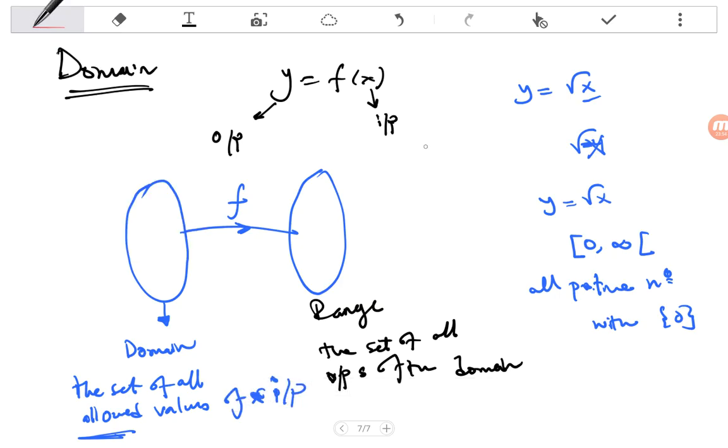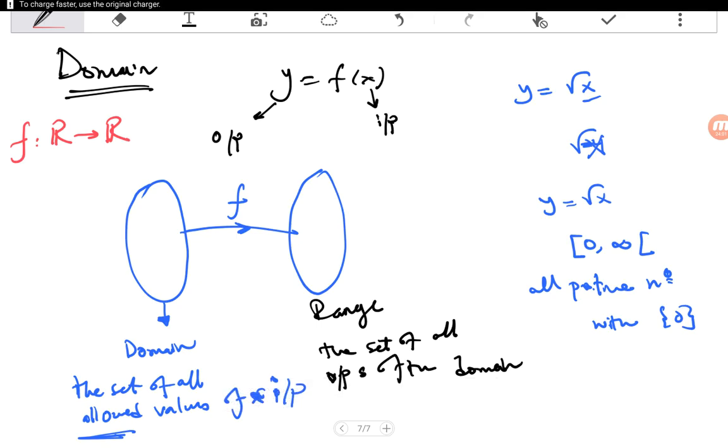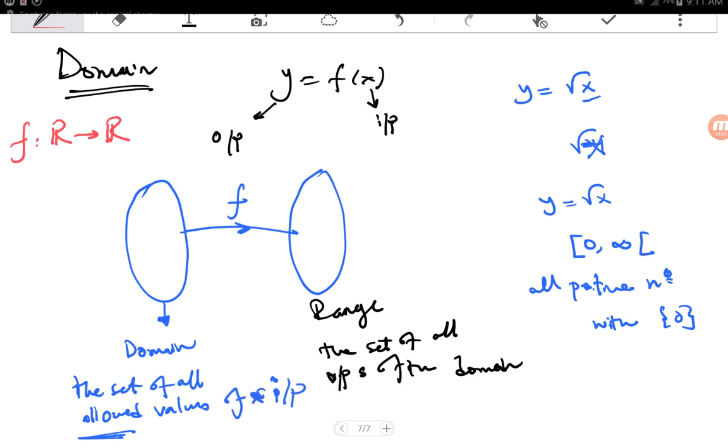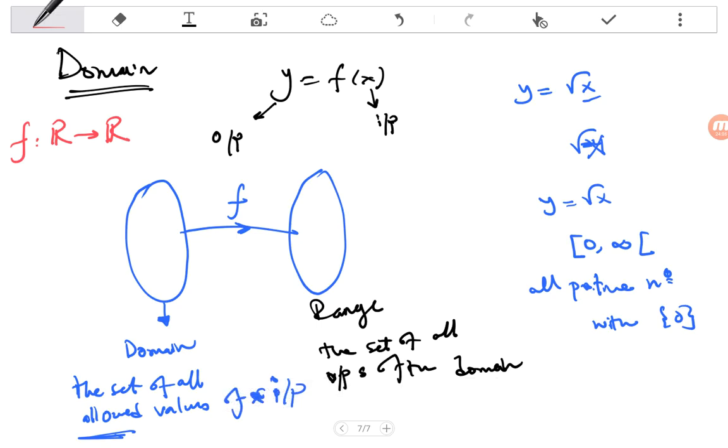Sometimes I can give you an expression like f is from R to R. I give you some function, it is called f. What is meant by that expression? So first, what is R? Do you know what is R? It is the set of all real numbers.